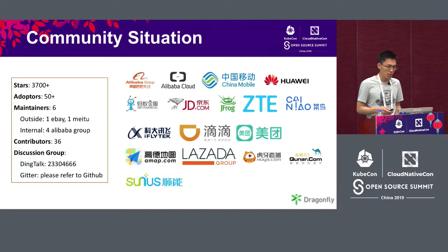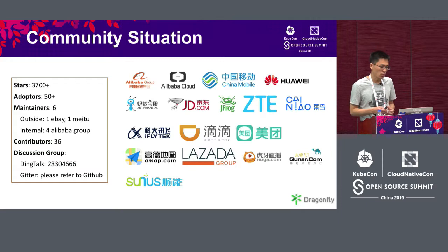We have 3,700 stars and over 50 adopters. These two indicators rank number one in terms of image distribution, and our adopters come from different backgrounds: cloud computing, e-commerce, financial services, telecom operators, live broadcasting platforms, etc.